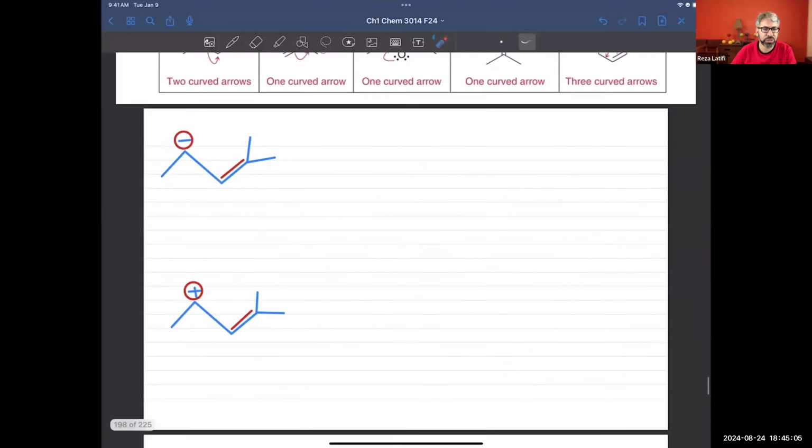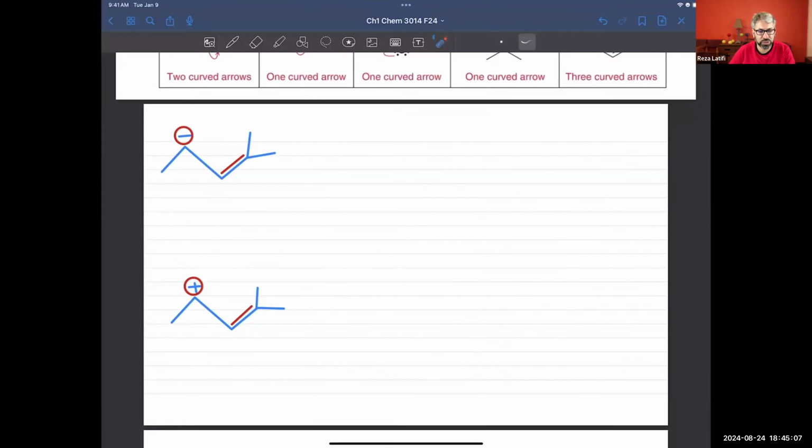First one, we have a negative charge sitting on a carbon, and that carbon is a neighbor to a double bond. In order to have a resonance structure, we need to have a neighbor pi bond. In that case, we can move a negative or positive charge. So let's write what we have.